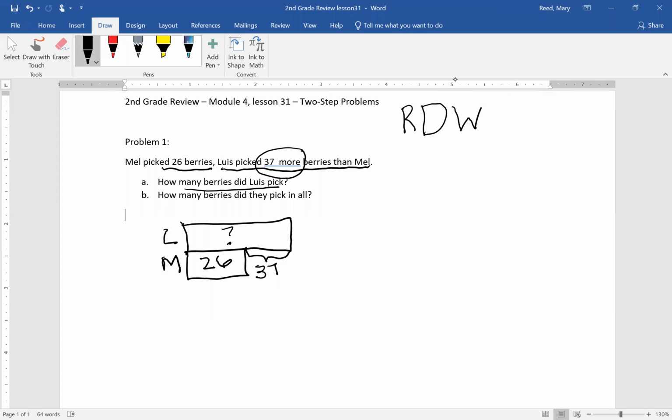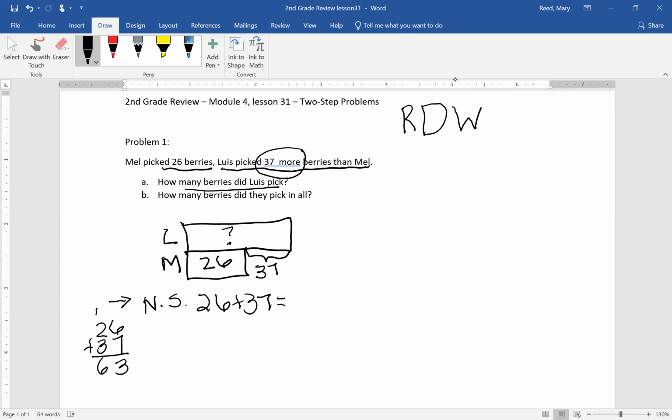All right, now knowing that Mel picked 26 and knowing that Lewis picked 37 more, I can now write a number sentence to go with my picture. And then I've got to say to myself, what am I going to do? Am I going to add 26 and 37 to get this bigger number, or am I going to subtract? Well, he did pick more, so I'm going to take Mel's and add that 37 to it to get what Lewis picked. Remember, this is your number sentence. It's written horizontally, just like a number sentence in ELA or reading would be. Now, I'm going to use the algorithm over here on the side to solve because that's hard for me to do mentally. So I add the ones, 6 ones plus 7 ones is 13 ones, which is 1 ten and 3 ones. And then I add my tens, 2 tens, 3 tens, and 1 ten gives me 6 tens.